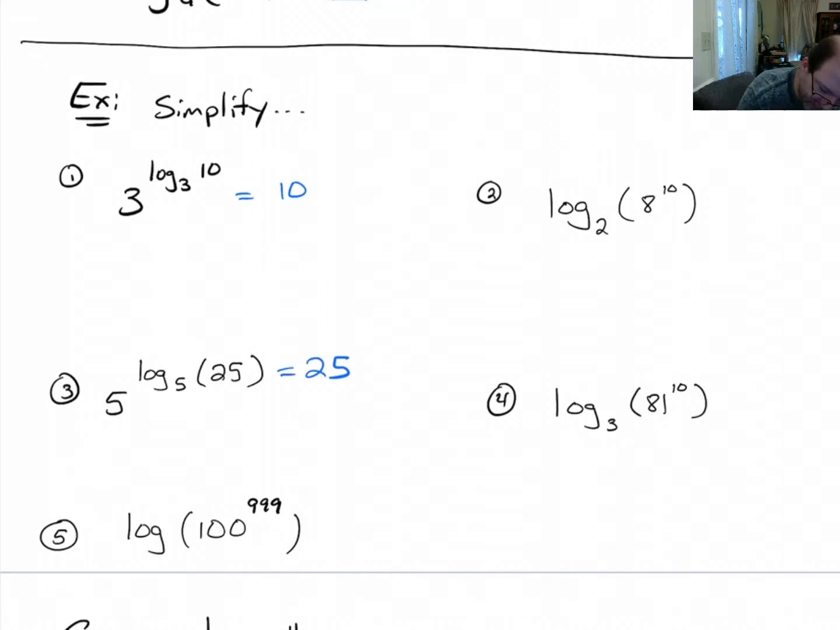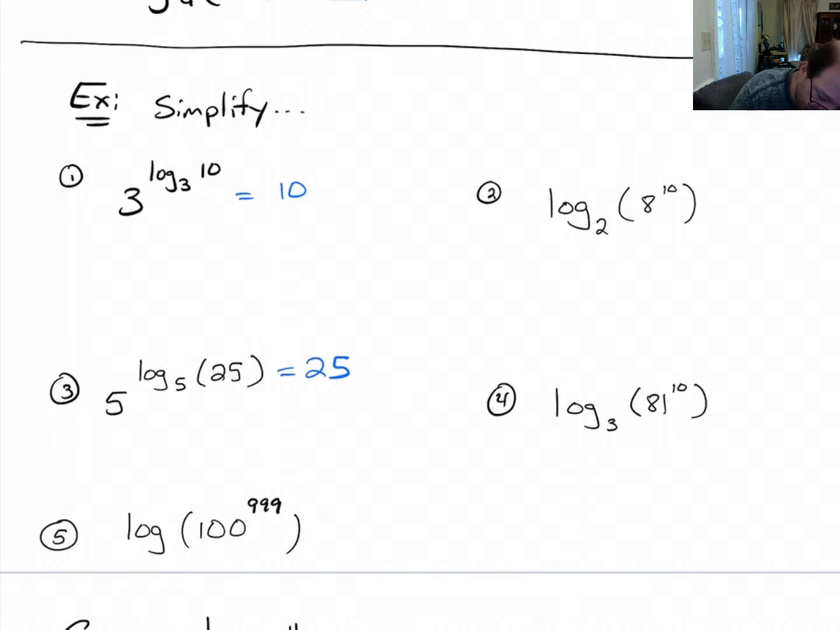All right, let's see. I skipped over problem 2 here. Notice there's something different going on here. You've got log base 2 of 8 to the 10. Now those bases are not the same, so you can't just say the answer is 10. What you have to do is first rewrite the thing inside. I want to rewrite this as 2 to some power. And we can do that easily here since 8 is a power of 2.